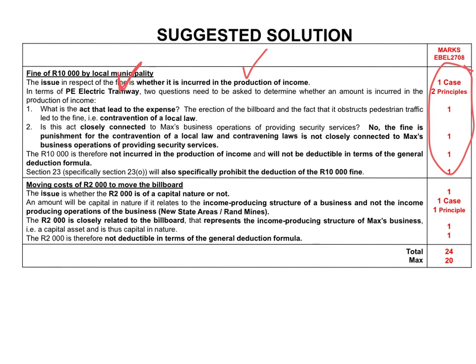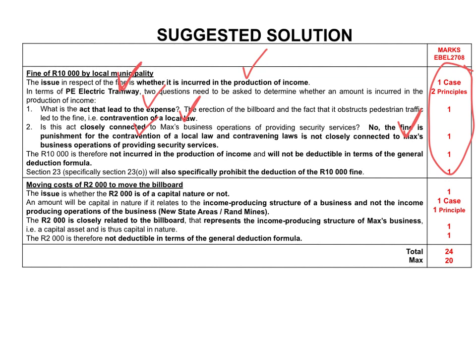PE Tramway had 2 questions. What is the act that led to the expense? And is this act closely connected to Max's business operations? Now we go over to application. What is the act that led to the expense? He erected the billboard. He was fined because it obstructed pedestrian traffic, so the contravention of a local law. Is this act, the contravention of a local law, closely connected to the business operations of providing security services? And the answer is no. Okay, he provides security services. His business does not have that close link to contravening local laws.